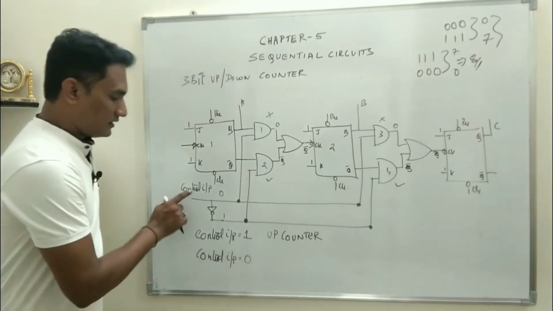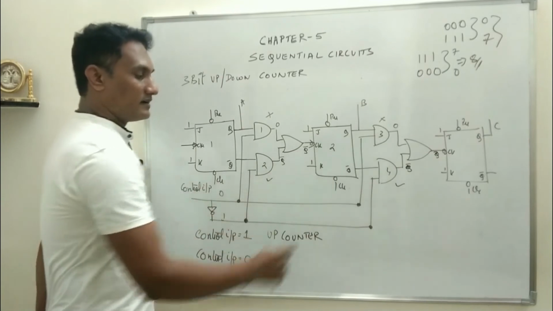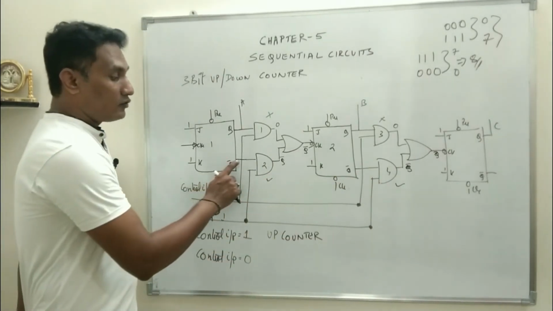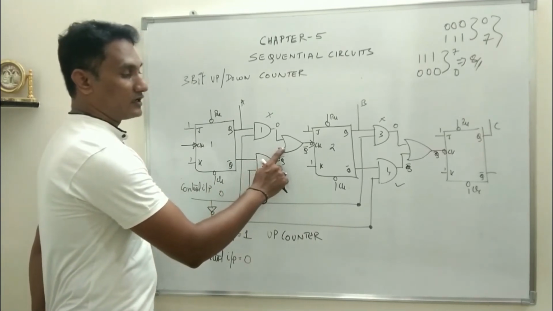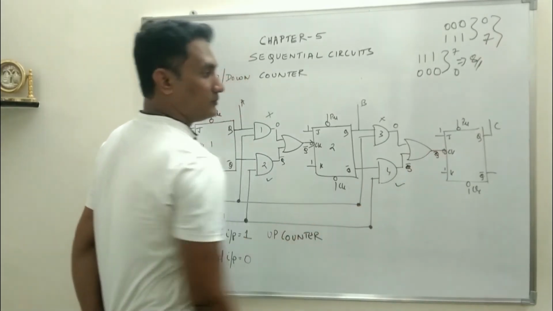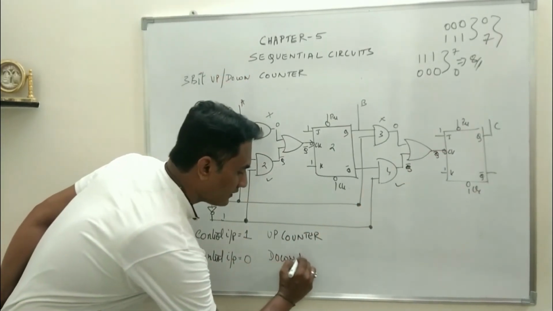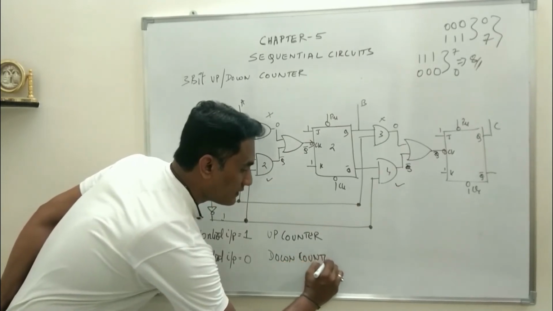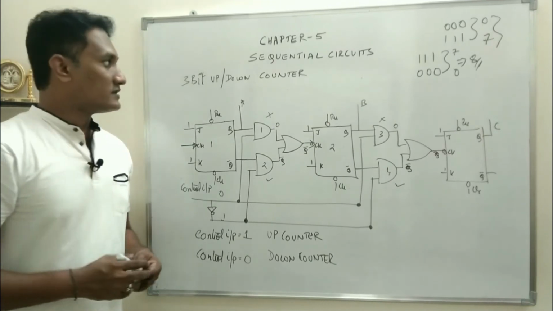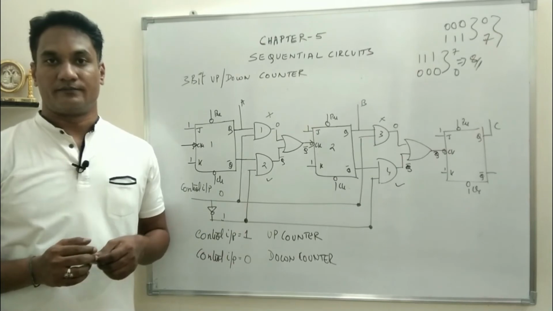So how will we write the explanation? When control input is 1, AND gates 1 and 3 are deactivated, while 2 and 4 are activated, and it is as if the Q bar output of the previous stage is connected as the clock input for the next stage. The circuit works as a down counter. So this is the working of a 3-bit up down counter.